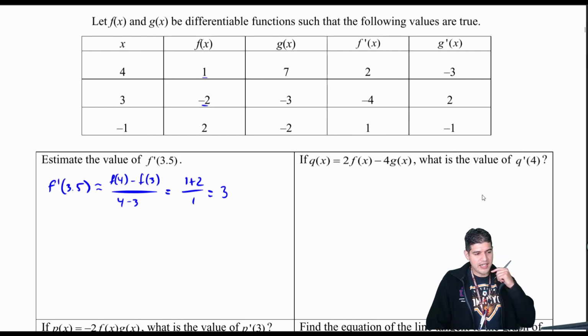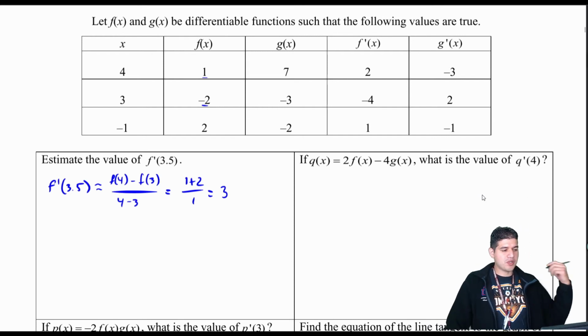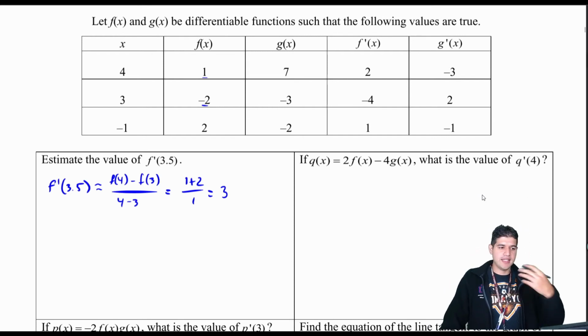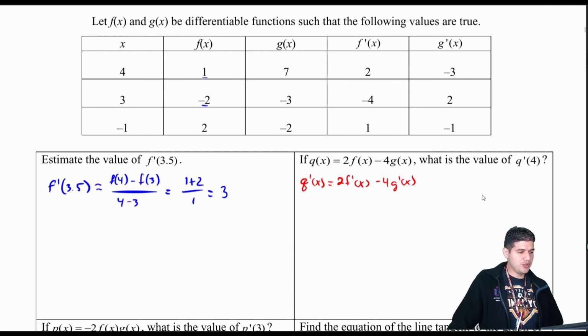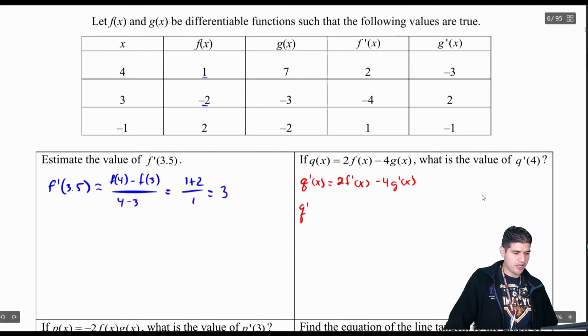Now I want to find q of x. We want to find q prime of 4. First I need to take the derivative. What is q prime of x? That's going to be 2 f prime of x minus 4 g prime of x. And I want to find q prime of 4, so that's 2 times f prime of 4 minus 4 g prime of 4.